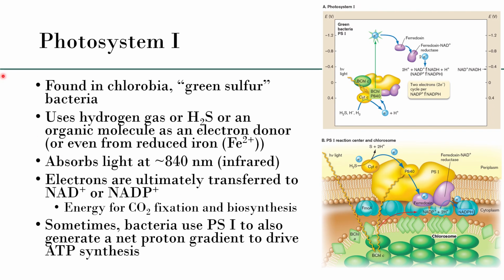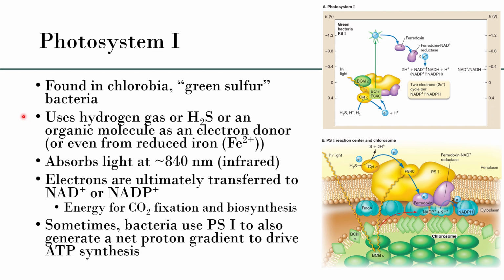So let's get into photosystem 1. This alone, on its own, not paired with photosystem 2 for the oxygenic Z pathway, we're saying these are organisms that just have photosystem 1. And they're going to be the chlorobia, or green sulfur bacteria that has this. They use hydrogen gas or hydrogen sulfide gas or some other organic molecules, so they can use inorganic or organic molecules as their electron donor. Some have even been found to use iron as an electron donor. Not a very good one, but it still can donate an electron if necessary.